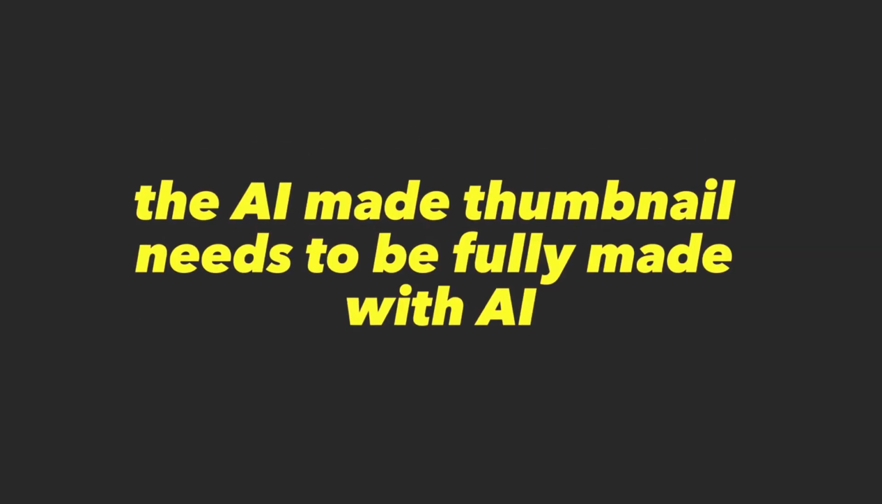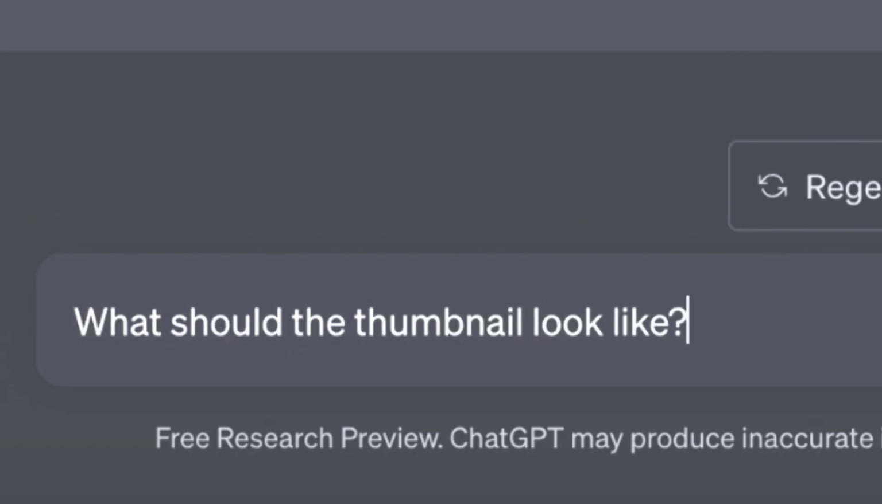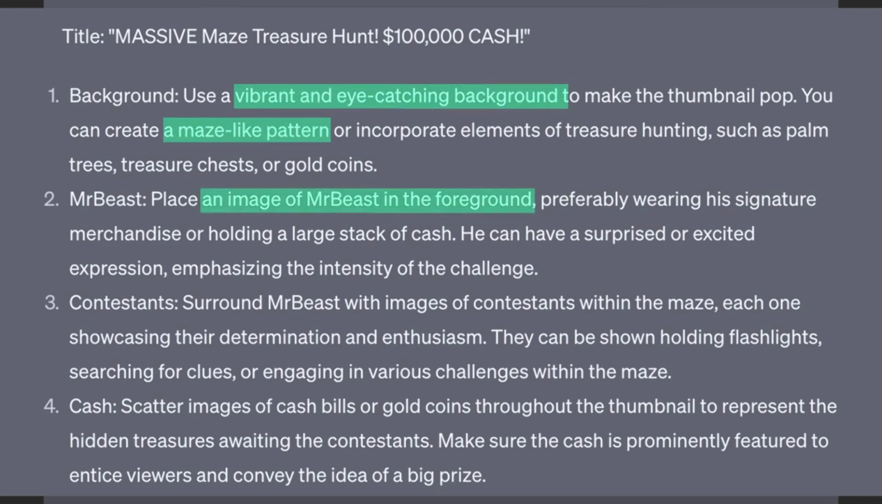Exciting. So, the AI-made thumbnail needs to be fully made with AI. So I'm going to ask ChatGPT to tell me how this thumbnail needs to look. It has given me 4 conditions that the thumbnail must meet. 1. A maze-like pattern with a vibrant background. 2. An image of Mr. Beast in the foreground with a surprised expression. 3. Contestants within the maze holding, for instance, flashlights or doing challenges. And 4. Cash or gold coins throughout the thumbnail representing the treasures.